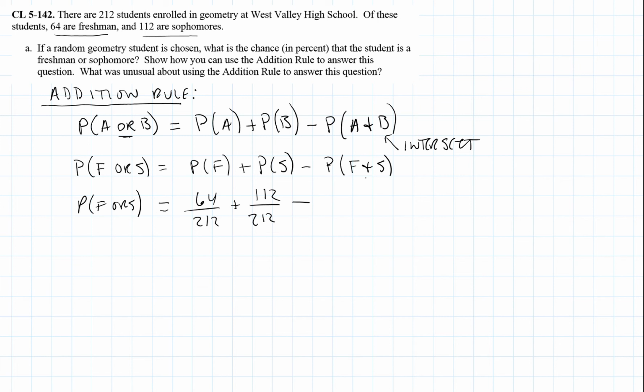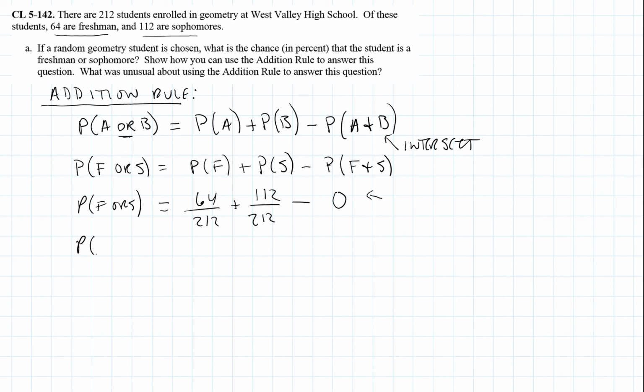Okay, so do freshmen and sophomores overlap? Is a freshman going to be a sophomore? Is a sophomore going to be a freshman? No. So this is 0. This is the part that's unusual. Normally the intersection isn't 0, but it's going to be 0 if they don't cross.